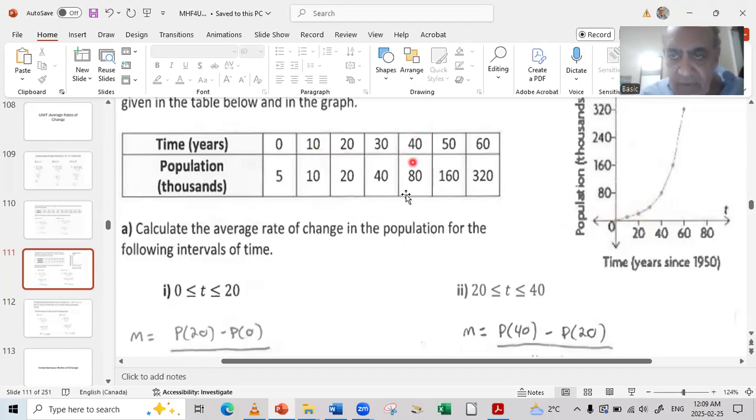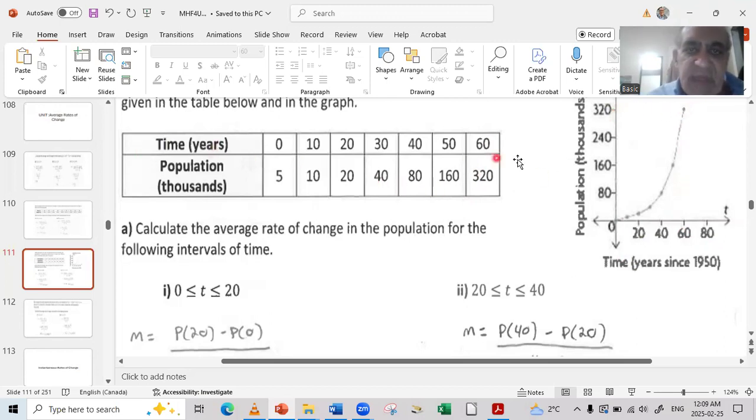Here 40 and 80. Here is 40, and you can see the 80 in front of it. 50 and 160. Here is the 50 in between the 40 and 60, and it goes in front of the 160. And finally, 60 and 320. Here is the 60, and when you go up like this, the dot is in front of 320.